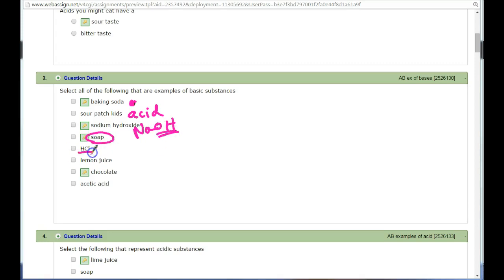It's a base. That is hydrochloric acid, so that's not a base. Lemon juice is an acid, so it's not a base. Chocolate, if you read the notes, is very alkaline. Alkaline means basic. And acetic acid, if the word acid is in there, it's not a base. It must be an acid.